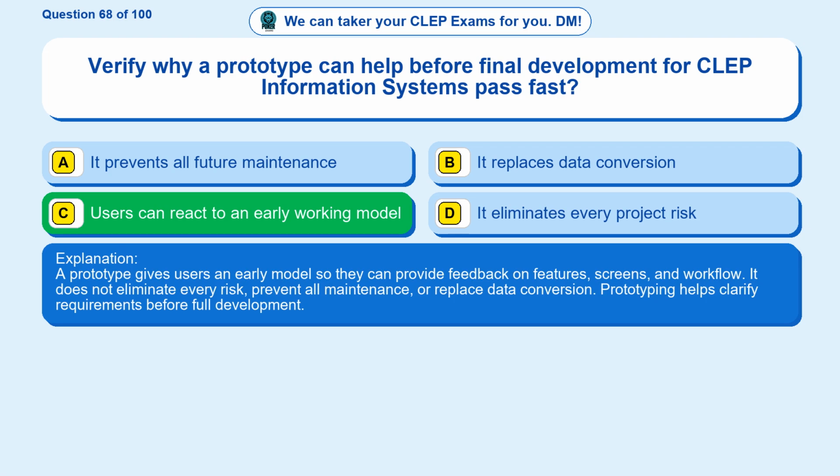A prototype gives users an early model so they can provide feedback on features, screens, and workflow. It does not eliminate every risk, prevent all maintenance, or replace data conversion. Prototyping helps clarify requirements before full development.